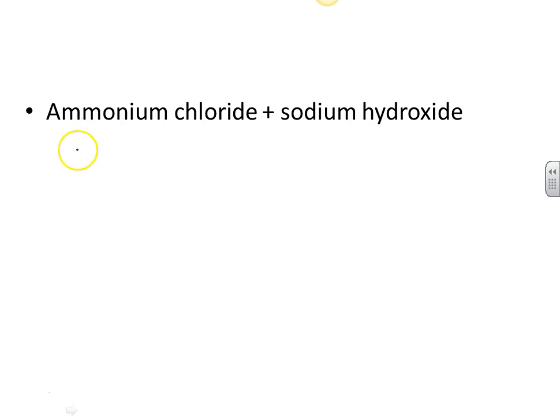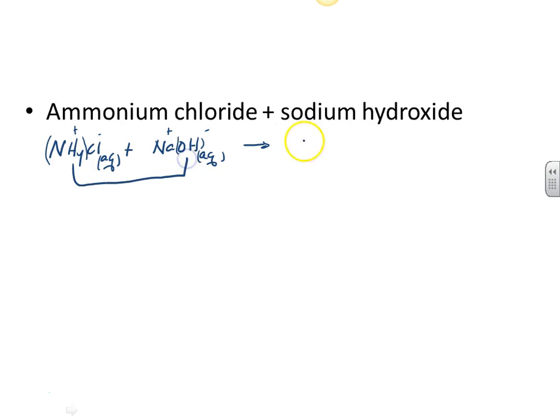Okay. Another example of a gas production would be ammonium chloride, NH4Cl, reacting with sodium hydroxide. Both of these are soluble compounds. They're both aqueous. Most double replacement reactions, in fact all double replacement reactions, take place in an aqueous environment. This is going to produce ammonium. I'm going to put parentheses around it just to indicate that it's the positive, chloride's the negative, positive, and hydroxide's the negative.